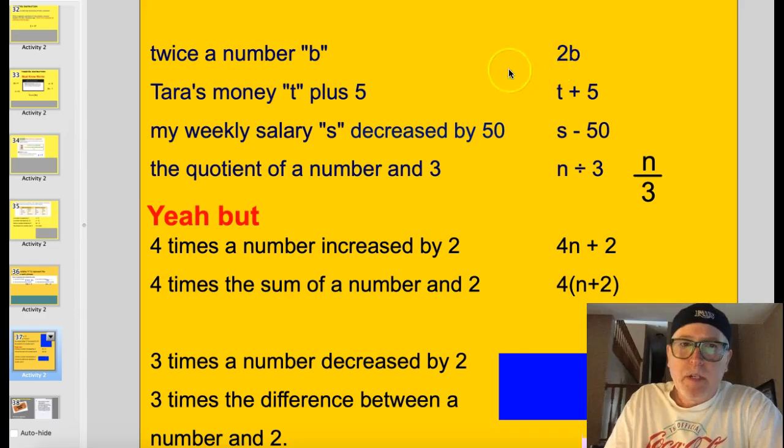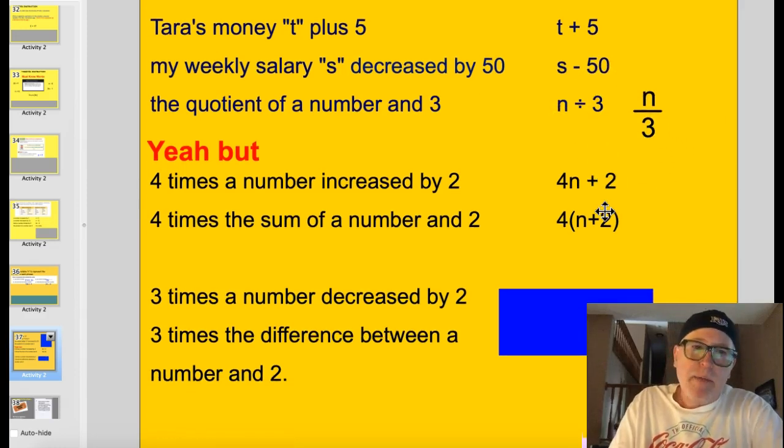See how you did. Twice number B, 2B. Tara's money plus 5. Here's Tara's money plus 5, or increased by 5. Weekly salary, S, decreased by 50. There's the old S minus 50. The quotient of a number and 3. Here's N divided by 3. Here's where you probably see it written in my room. N divided by 3. I'm trying to train you that these two things here are exactly the same.